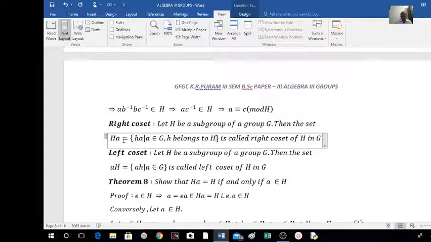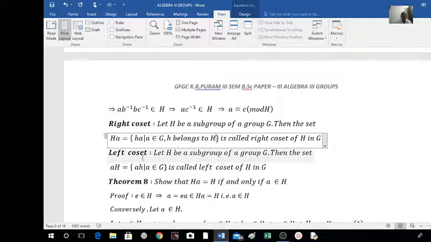What is the meaning of this? Suppose H consists of the elements say H1, H2, H3, H4, up to Hn. Then this is nothing but H1A, H2A, H3A, H4A, like this. That is, we multiply, or operate, by A on the right to each element of H. Then we get some other set. This set is known as the right coset, because here A is on the right of H, therefore we call this the right coset.